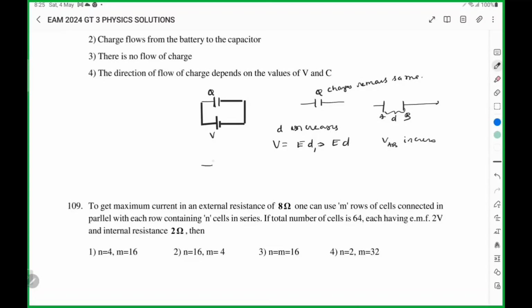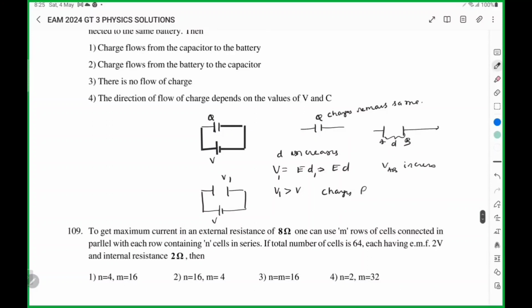Now, after separation of plates, again it is connected to the battery. Here it is V1. So V1 is greater than V. Then charge flows from capacitor to the battery.